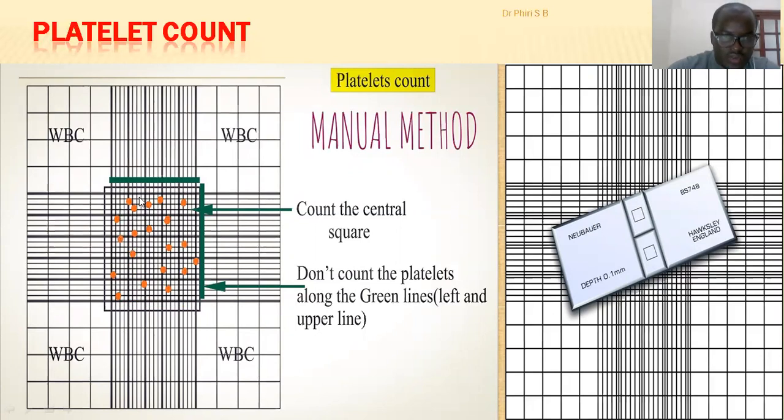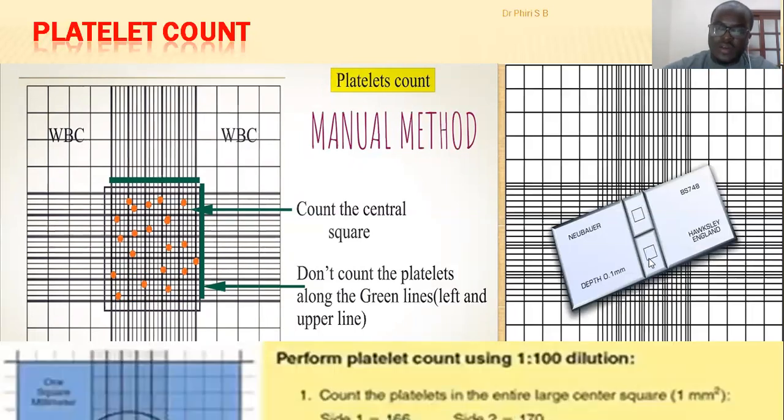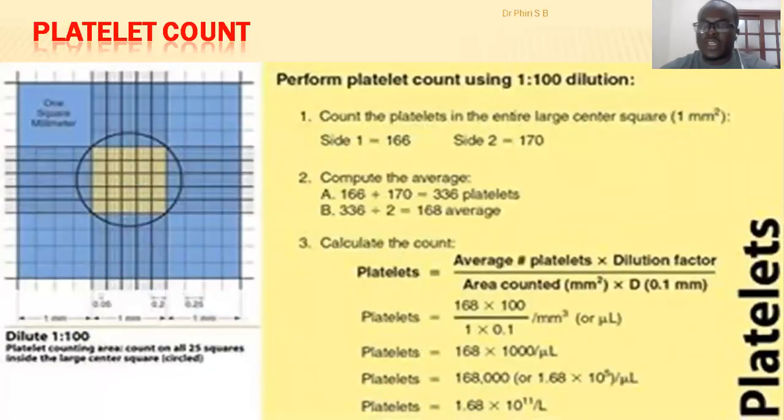So just make sure you count all the cells inside, then you also count the platelets that are touching the left margin and the bottom, leaving out the top and the right margin. So it's up to you. Just make sure that you count the platelets touching at least two margins of the square. Okay, so this is just the area one that you're going to count, and then you go to the next one, you also count. So how do you do your calculations now after you've counted your platelets?